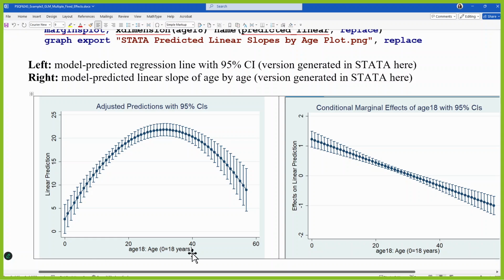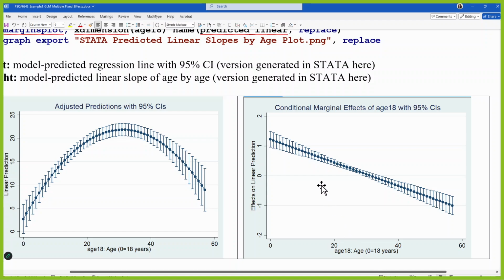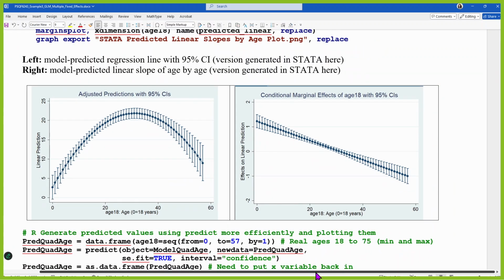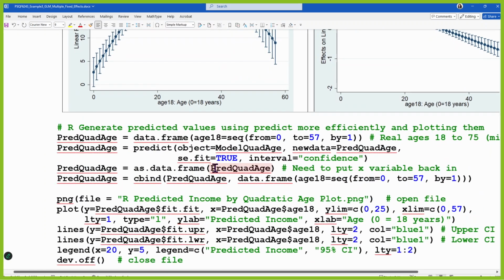So note that this is centered age on the x-axis. This describes how the linear slope itself changes over age. And it changes by twice the quadratic, a constant amount. So sometimes it's helpful to think about it that way. I also generated predicted values in age to make these plots as well. So this is a much more efficient way to generate predictions than writing one line for each.